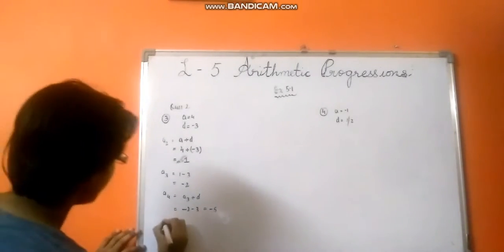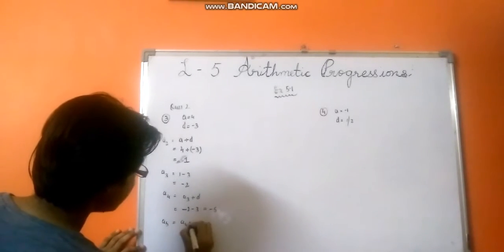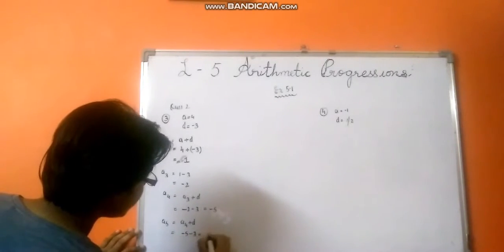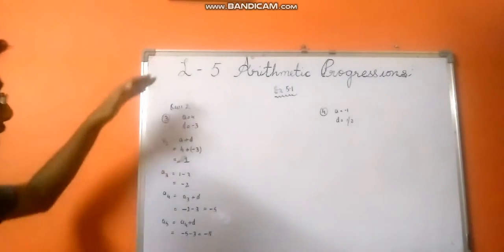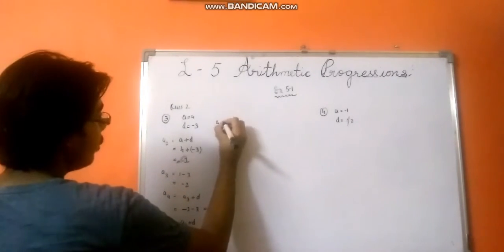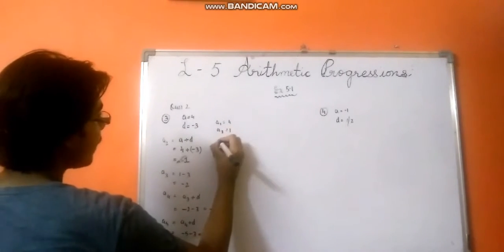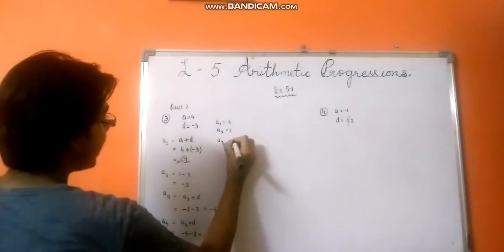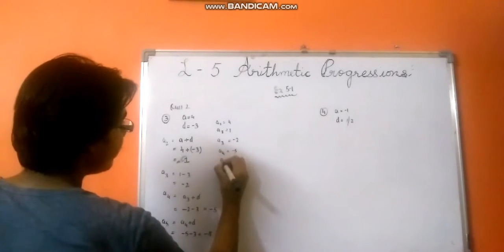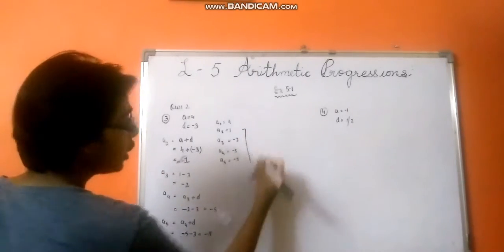Now let us look at the fourth term, that is a5, which is equal to a4 plus d, which is equal to minus 5 minus 3, which is equal to minus 8. So these are the four terms that you found out. If we write them in this form, a1 already was given as 4, a2 would be equal to 1, a3 would be equal to minus 2, a4 would be equal to minus 5 and a5 would be equal to minus 8. So these are the next four terms that you have found out.